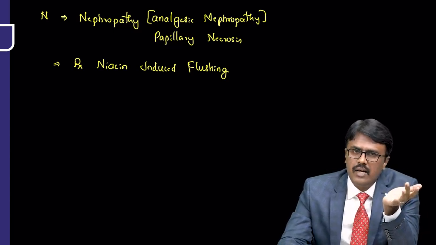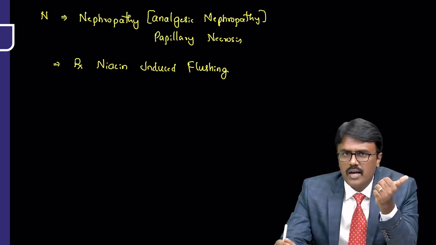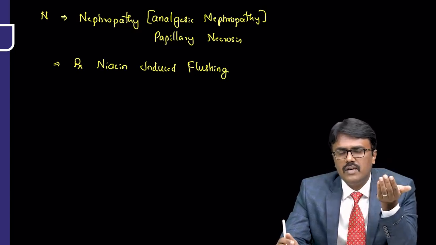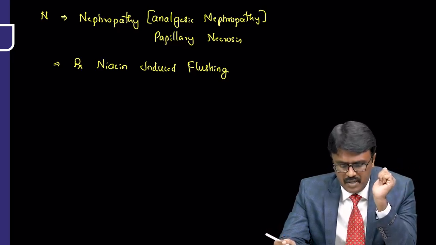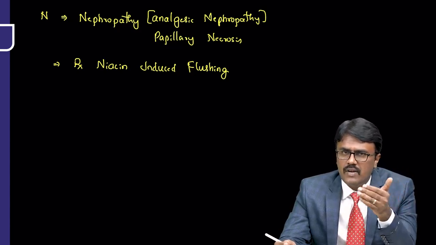Then I for ion trapping. Then N for nephropathy, and it's used for niacin-induced flushing. And P for aspirin: it prevents colon cancer and eclampsia and prolongs bleeding time. Nowadays, the major use of aspirin is in the prophylaxis of MI as well as stroke.